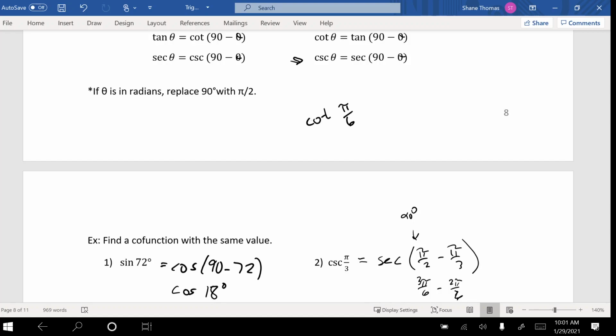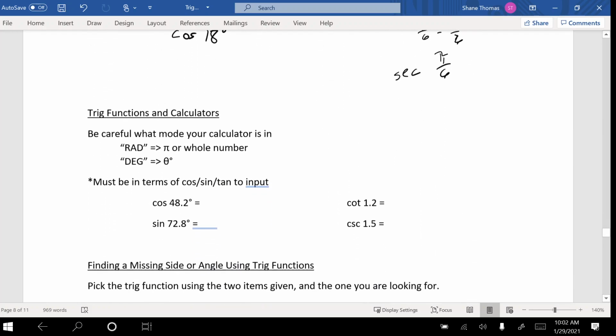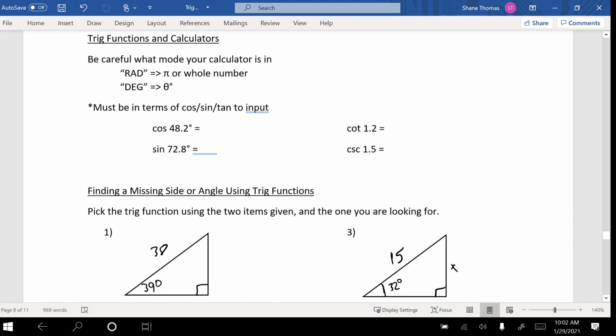Okay, good. All right, because we take this guy, that's equal to the tangent of pi over 2 minus pi over 6, right? After we do the common denominator, we get pi over 3. All right? Questions on cofunction so far? Still good? All right. Now, let's get to the fun stuff.